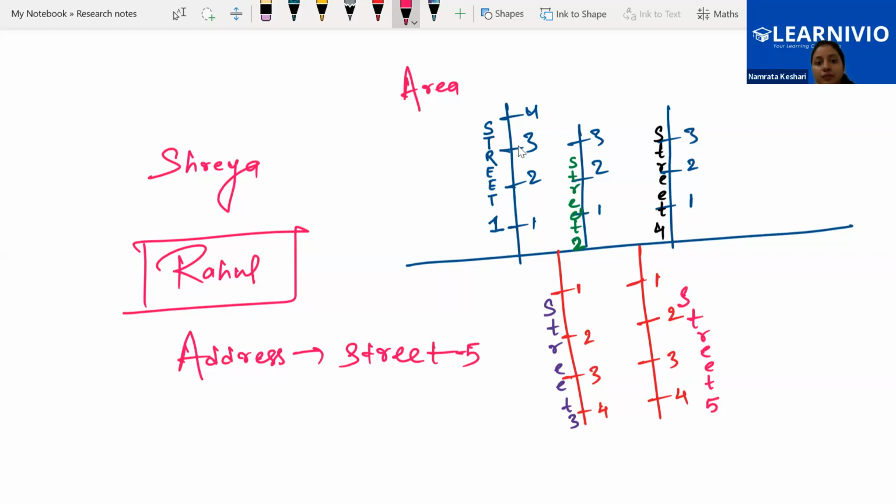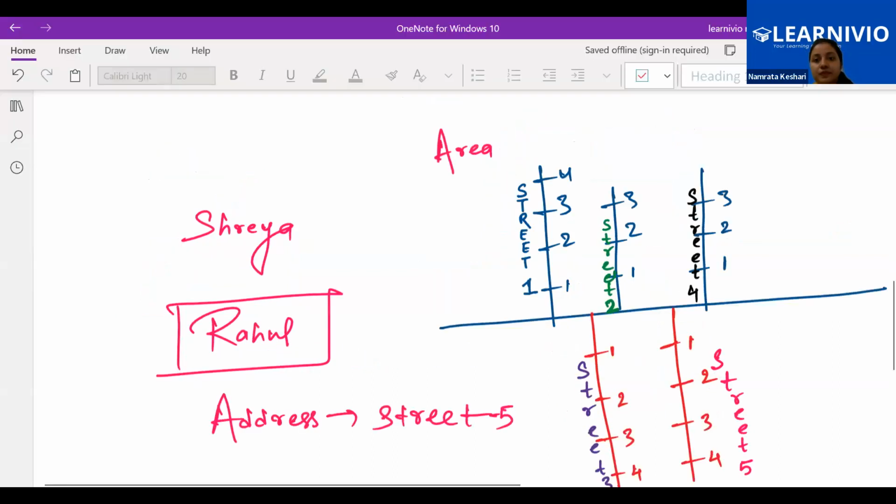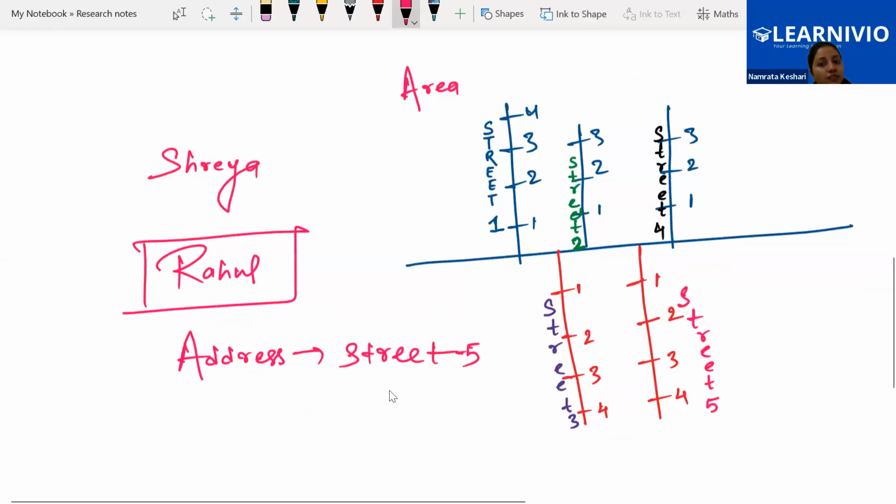Yes or no? No. If he says that he lives in street 5, is it possible for Shreya to find the exact location of Rahul's home? No. Only the street number will not work. Now Shreya will get confused.